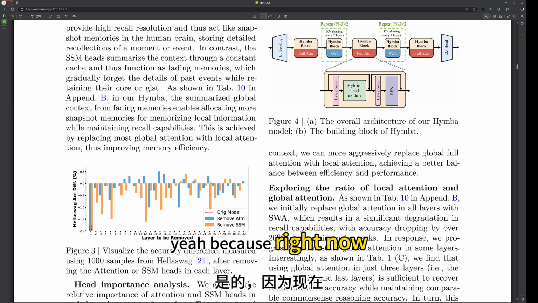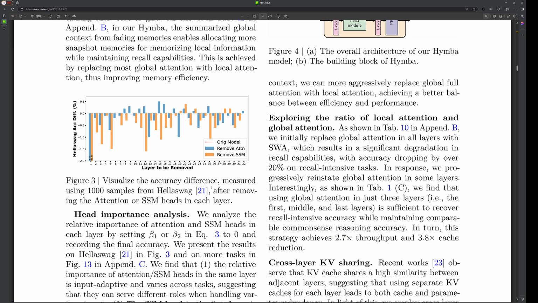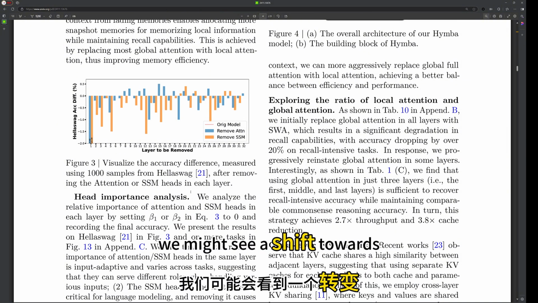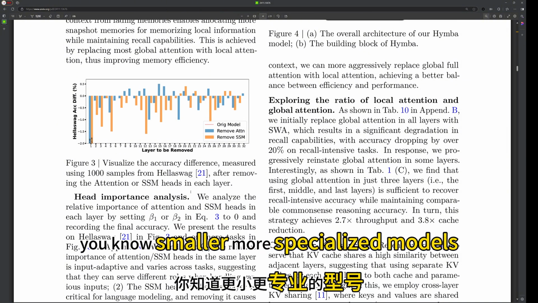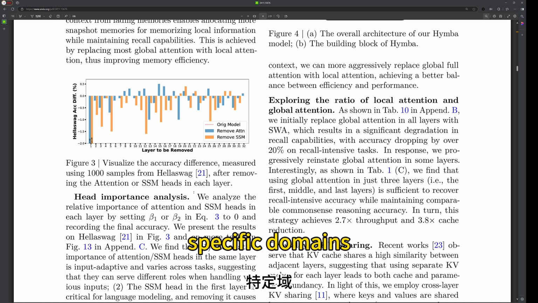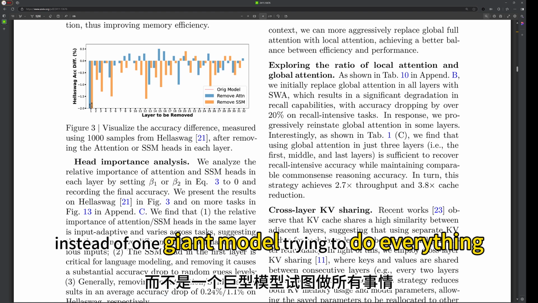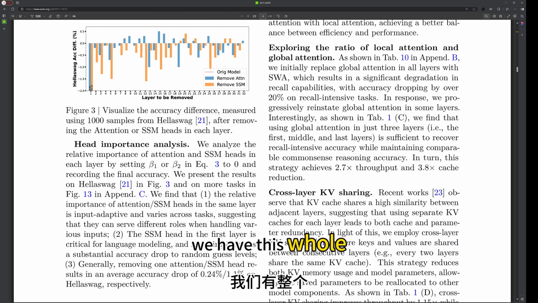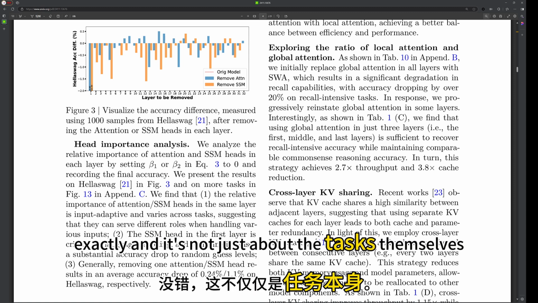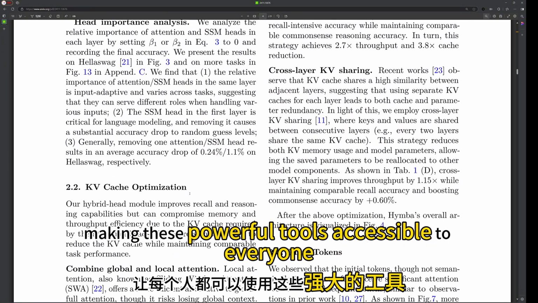Yeah. Because right now, there's this big focus on building these massive general purpose models. Right. But as we develop techniques like what we see in Hymba, we might see a shift towards smaller, more specialized models that are incredibly efficient and tailored to very specific domains. That would be a paradigm shift. It really will. Instead of one giant model trying to do everything, we have this whole ecosystem of specialized models working together. Exactly. And it's not just about the tasks themselves, it's about making these powerful tools accessible to everyone.